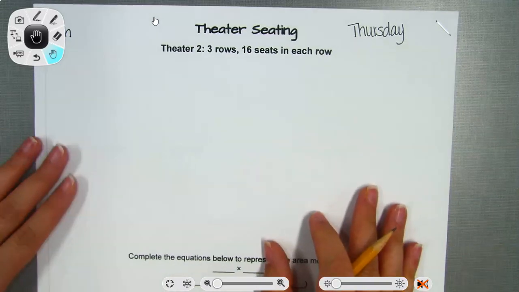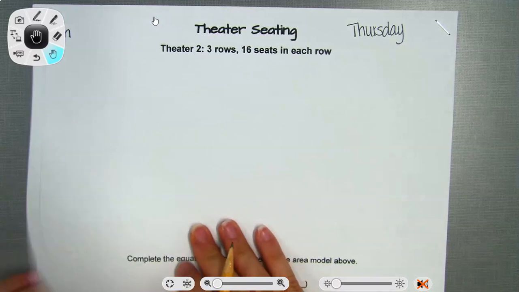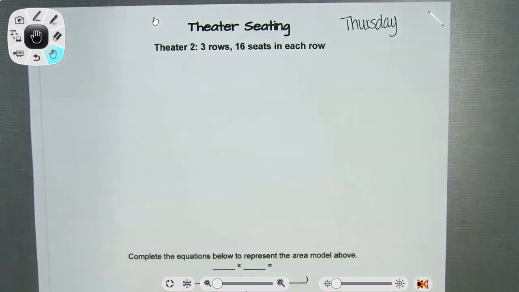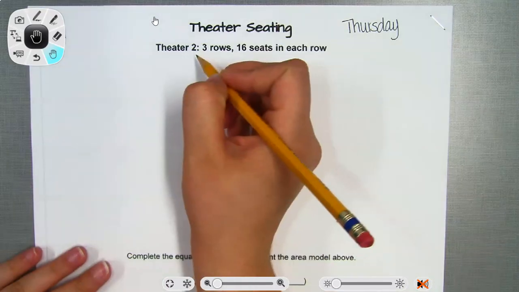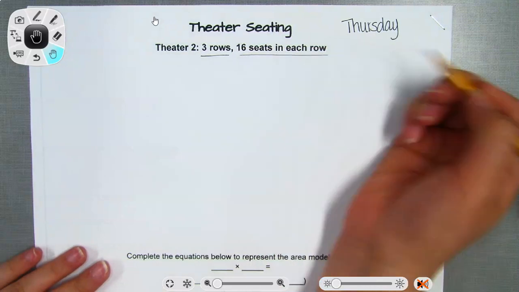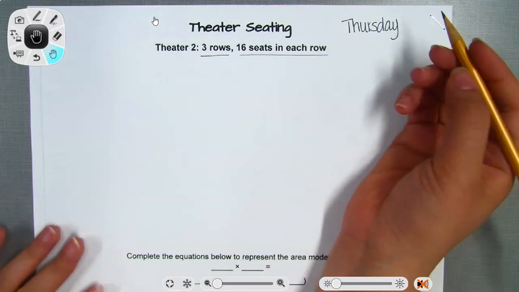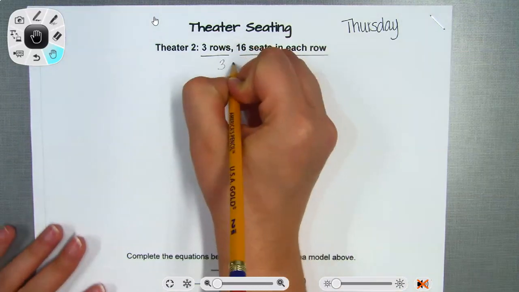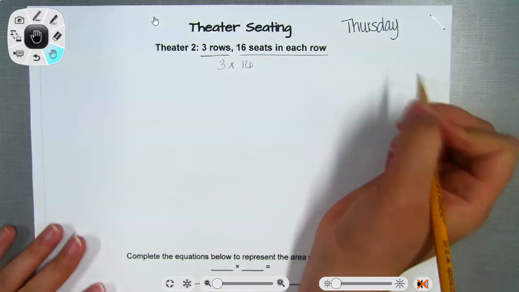Okay, so in this theater, yesterday we talked about how we're going to different theaters and they have a different number of seats because bigger theaters are for the movies that just came out, so a lot more people are going to watch them versus movies that have been out for like maybe a week or two. They're a lot smaller and have less seats. So theater 2 has 3 rows with 16 seats in each row. So that means that we're going to do 3 times 16.